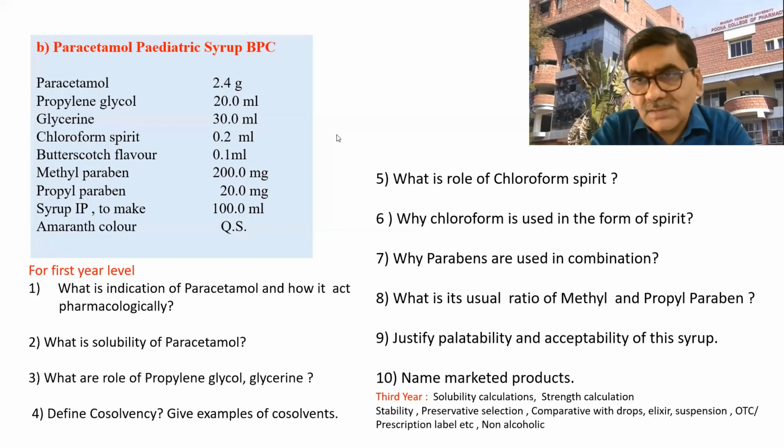Name the marketed products. As I said, this paracetamol syrup is widely used. It is better to go to the market. If possible, take a photograph of that preparation, or if a carton is there, take that carton and paste that photograph here as the name of the marketed product. It gives a feel that I'm studying something which is there in the market. So name some marketed products. This is sufficient for first year PharmD or first year B.Pharm.